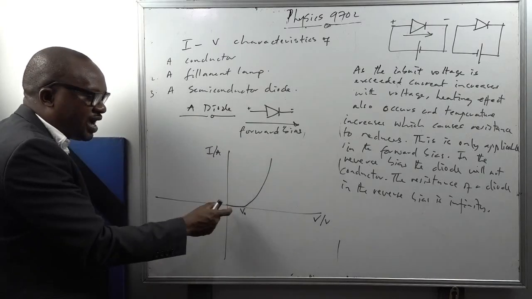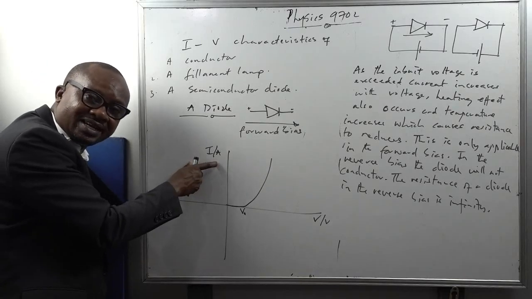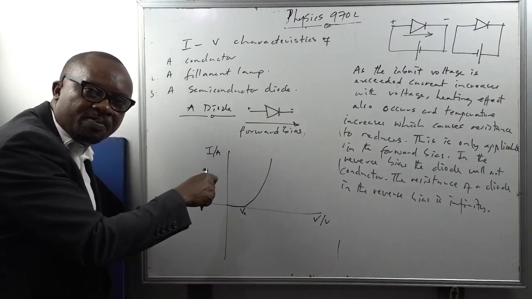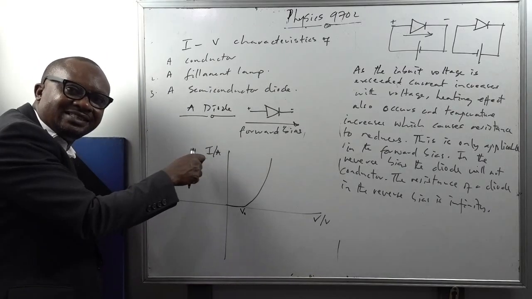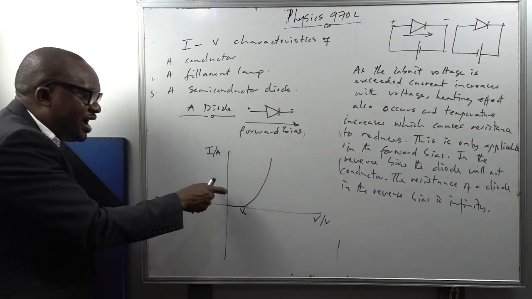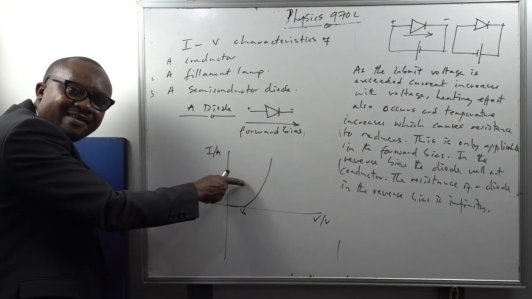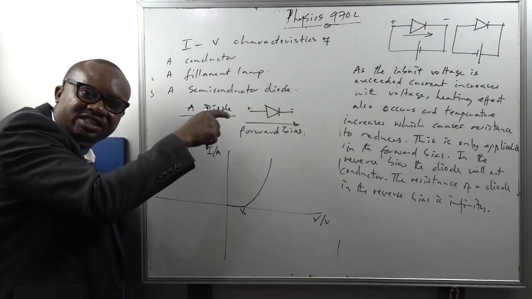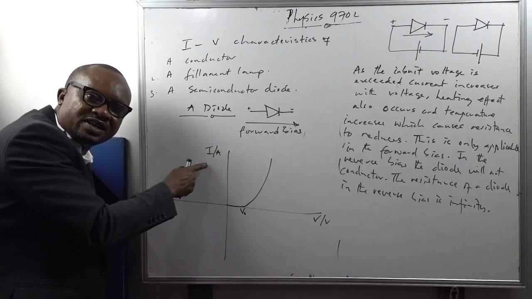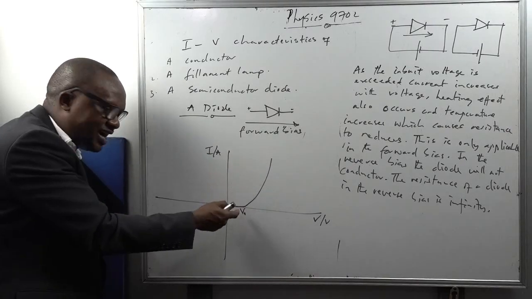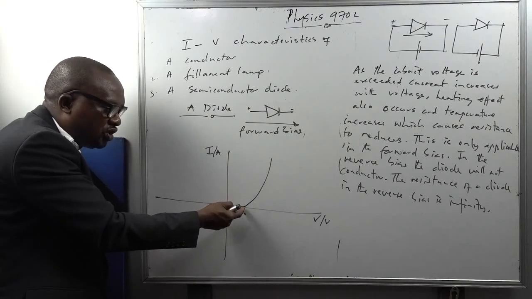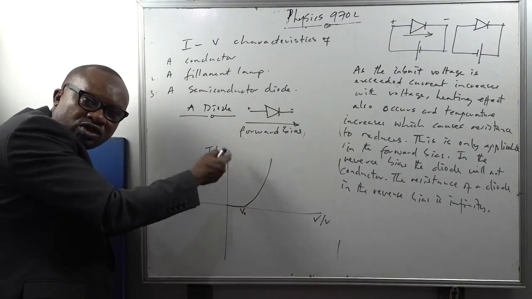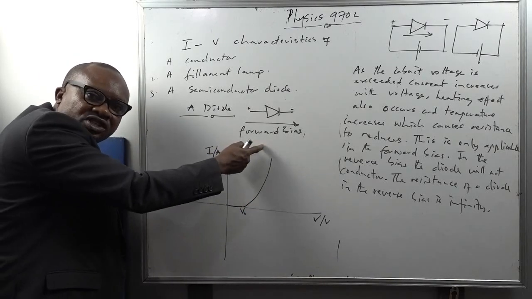And the heating effect increases, hence the temperature will increase. But because the diode is made up of a semiconductor, as the temperature of a semiconductor increases, its resistance reduces. And the resistance here represents the inverse of the gradient of the graph. So if the resistance reduces, the inverse of the gradient of the graph will increase. That's why you can see that the gradient of this graph shows an increasing gradient, which shows that the conductance is increasing. The conductance is the gradient of the graph, and the resistance is reducing.